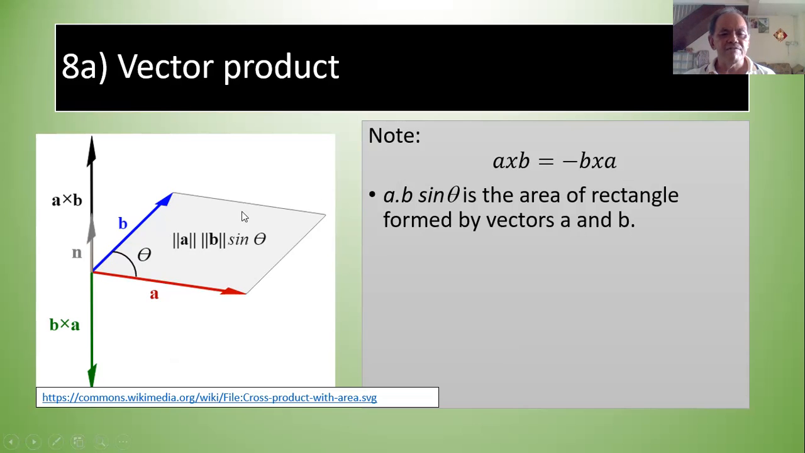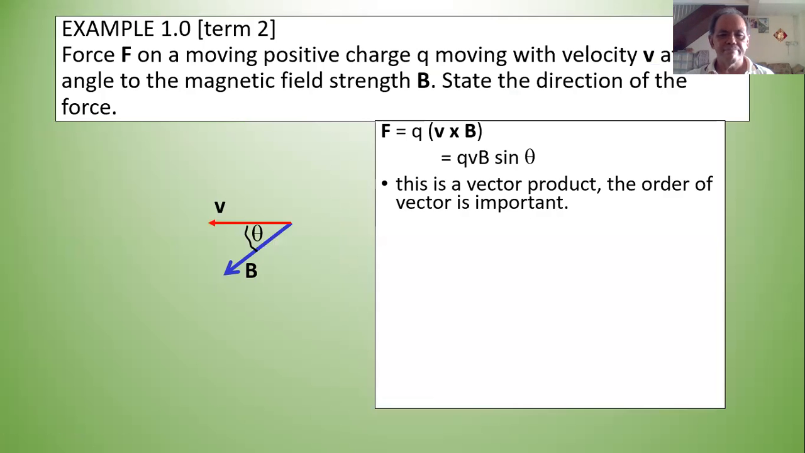It is the area of this parallelogram or rectangle. If these two are perpendicular, it's a rectangle. If these two are at an angle less than 90 degrees or more than 90 degrees, then it will be a parallelogram. Right? Important. Order of vector is important. Right? You can see the example.